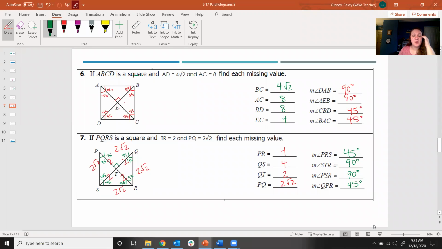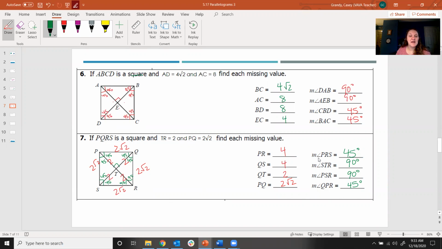Okay, so for PR, you should have 4. QS is 4. QT is 2, and PQ is 2 root 2. And then just going down the angles over here, you should have 45, 90, 90, and 45. If you got any of this wrong, go ahead and double check my picture here with yours. And also just make sure that you're reading those angles correctly.